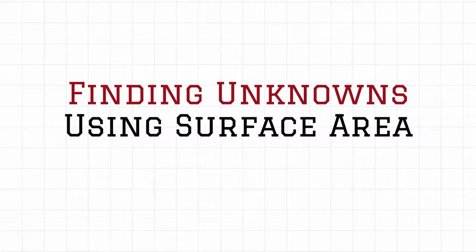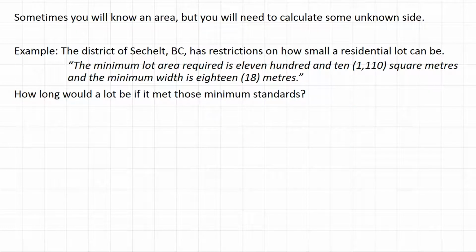Finding unknown lengths using surface area. In some situations, we'll have an area, but we'll need to calculate some unknown length or unknown side of a shape. So here we have an example of some requirements on a residential lot. We're told that it has to be 1,110 square meters, so that's an area, and we're told that the minimum width is 18 meters. And so the question is, how long would a lot be to meet this minimum standard?